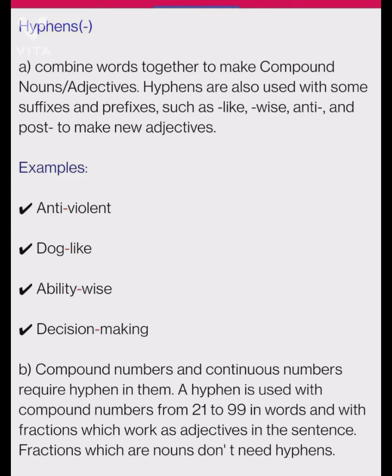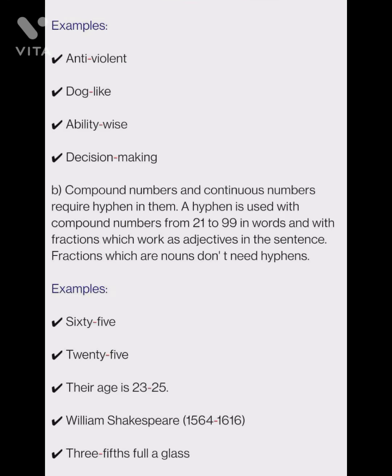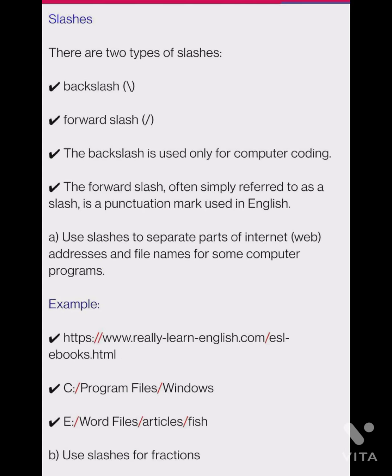A hyphen is used with the compound numbers from 21 to 99 in words, and with fractions which work as an adjective in the sentence. Fractions which are nouns don't need hyphens. Okay, like 65, so here we have a hyphen. So this is how William Shakespeare, 1564 hyphen 1616, such things. Okay, this is how we use a hyphen.